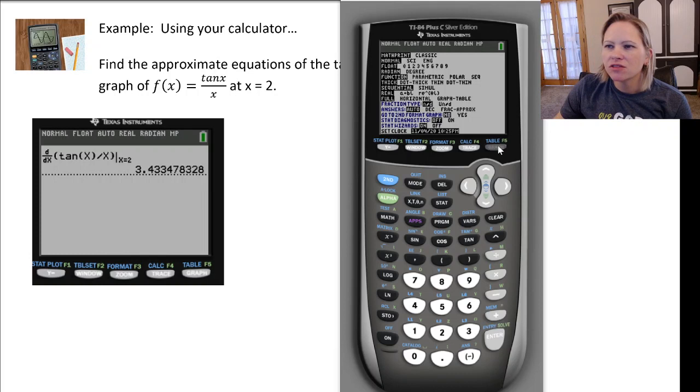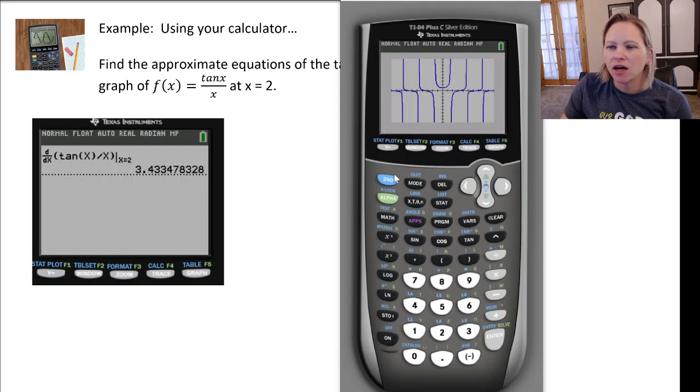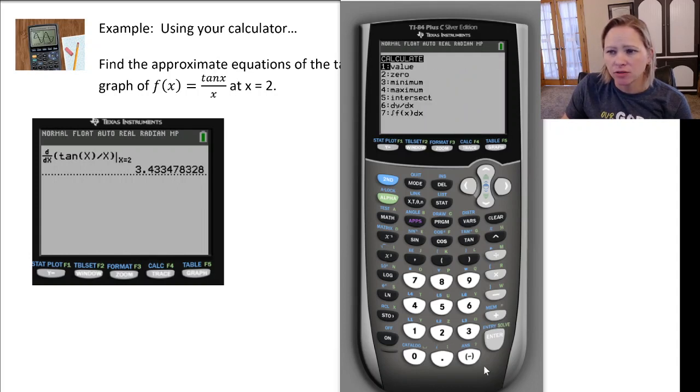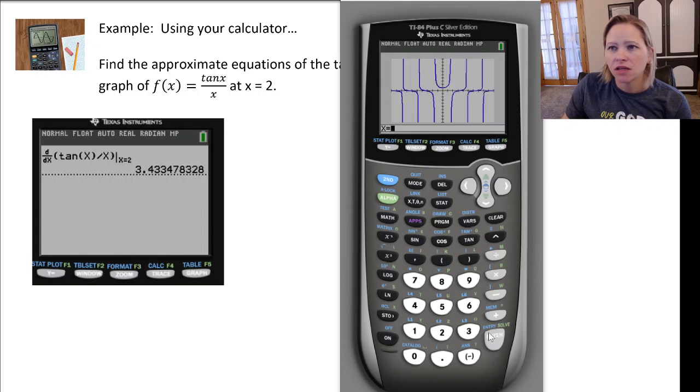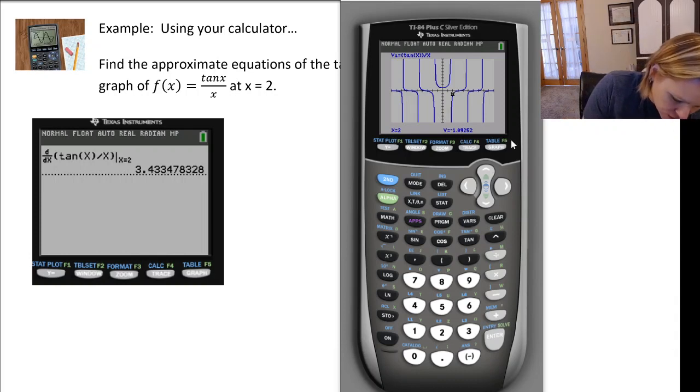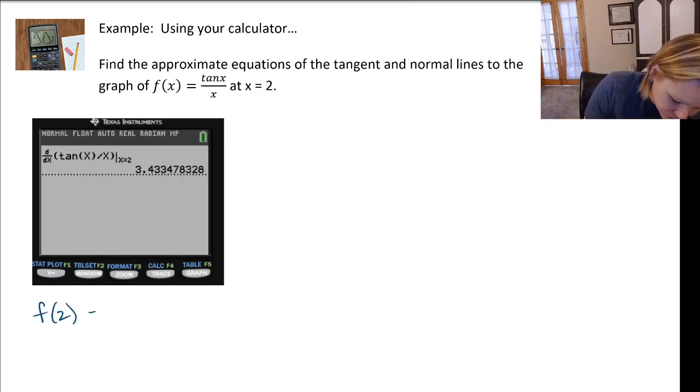So when we look at this graph and I want to find a value, one way to do this from the graphing screen is to hit second trace. So that's the F4 button. If I go to the calc menu, I can do value, and it wants to know what value. So I'm going to type in 2, and then the graph will spit it out for me, and it'll say 1.0925. I'm going to write that whole thing down. So f of 2 is 1.0925.